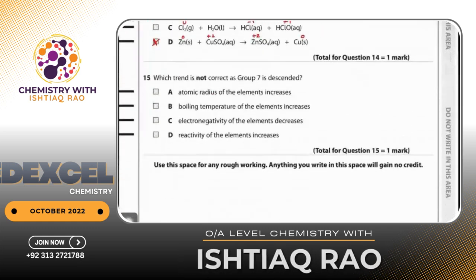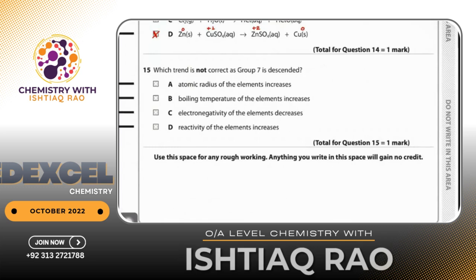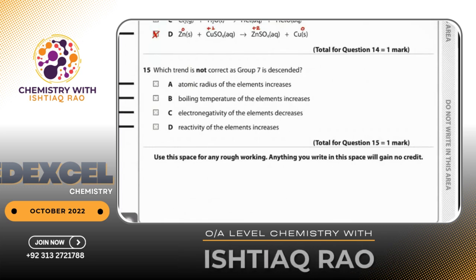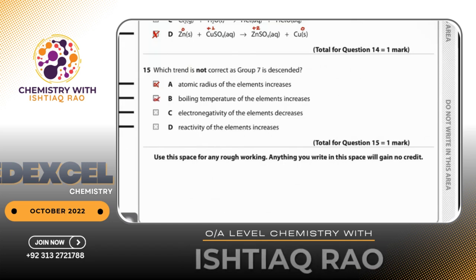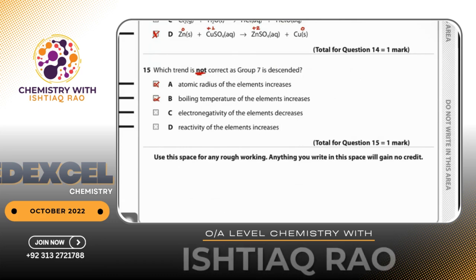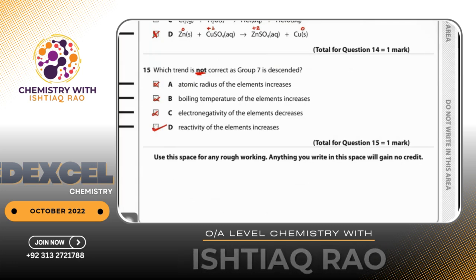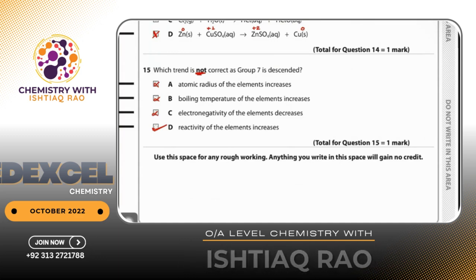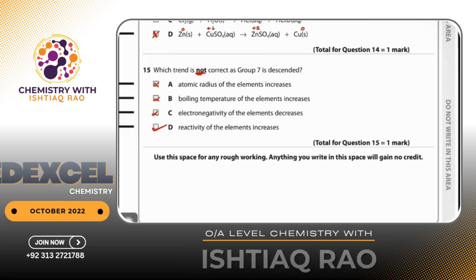Which trend is not correct as group 7 is descended? Atomic radius increases. This is correct. Boiling temperature of the element increases. Yes, this is correct. They are asking not correct. Electronegativity of the element decreases. Yes, this is correct. Reactivity of the element increases. No. In the case of metals, reactivity increases. Remember.